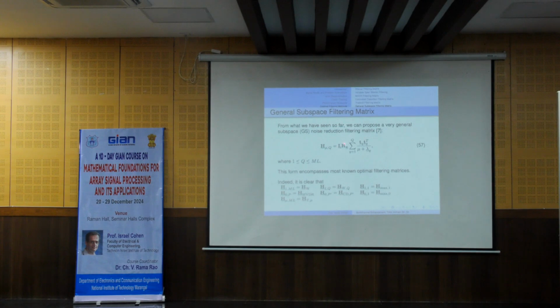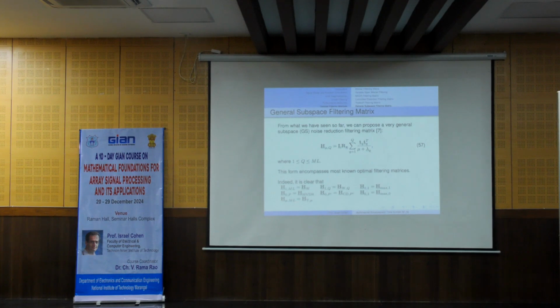If mu is larger than 0, okay, so it can be 0 or larger than 0. If we increase mu, we give more emphasis here. So as we increase mu, we reduce more noise. And still, for a given mu, we can control the trade-off between noise reduction and signal distortion by choosing Q, which is smaller than ML.